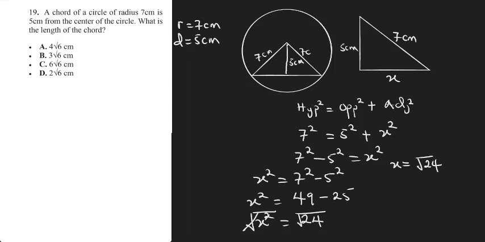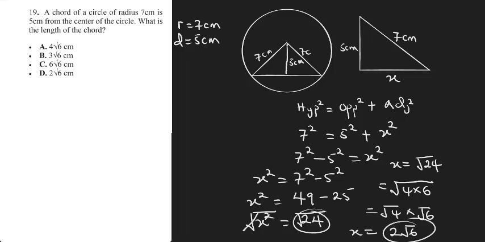So this is the same as saying the root of 4 times 6, which is the root of 4 times the root of 6. And the root of 4 is 2, right? So this is 2 times root 6. So this is our x now. Remember that this is the same thing as the root of 24. We just solved it in short form, right?